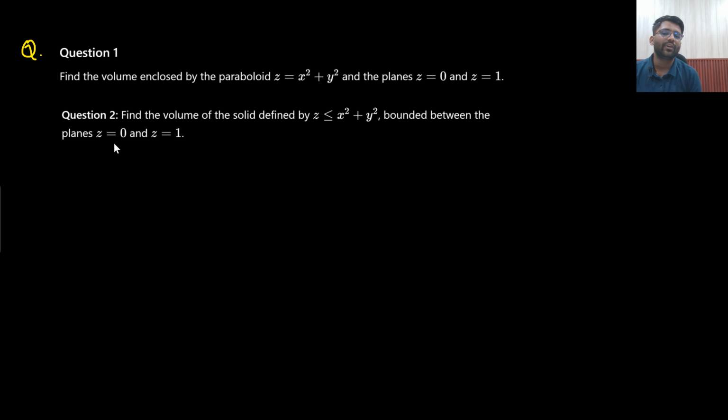In the second one, what you need to find out? Z less than or equal to x square plus y square. So here it will be a hollow paraboloid, right? Hollow paraboloid.